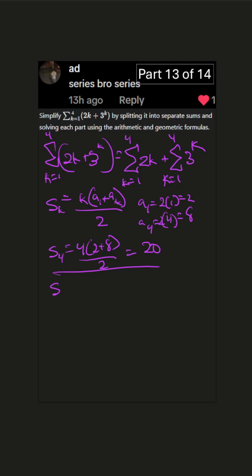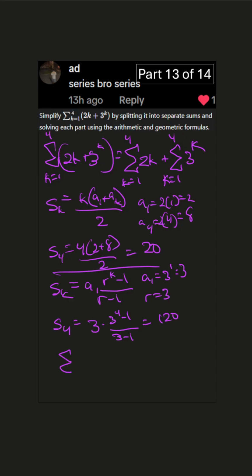Now for the geometric part. Let's remember that formula. S sub k equals a sub 1 times r to the k minus 1 over r minus 1. And here a sub 1 equals 3 to the 1, which just equals 3, and r equals 3. So we plug those in. S sub 4 equals 3 times 3 to the 4 minus 1 over 3 minus 1. Use your calculator, whatever. We get 120. So the final sum of this thing here equals 20 plus 120, which equals 140.